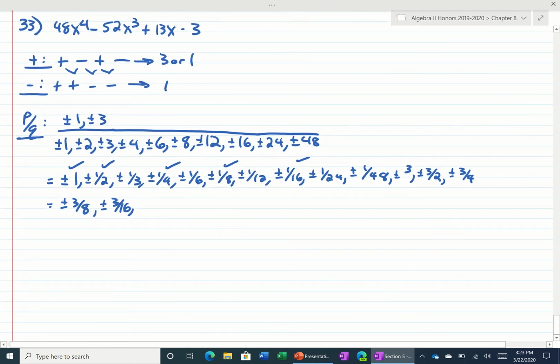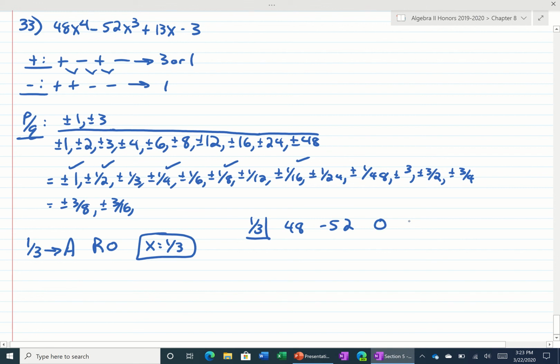So at this time, we would have to store numbers until we get something that works. For number 33, it looks like 1/3 works. You store 1/3 for A, you get a remainder of 0, which means 1/3 is one of the four roots. So using synthetic division, remember we're missing an x to the second, so we put 0 there.